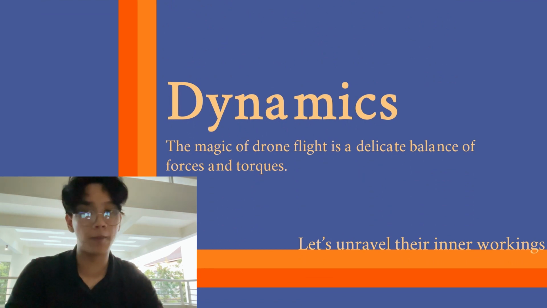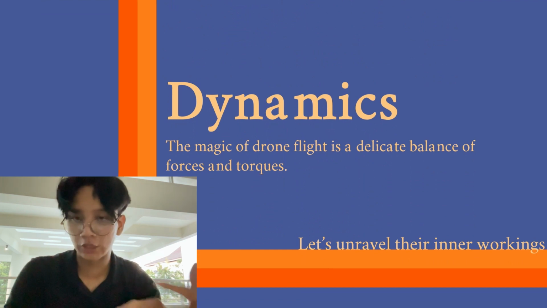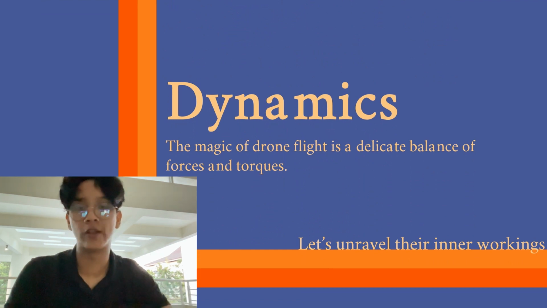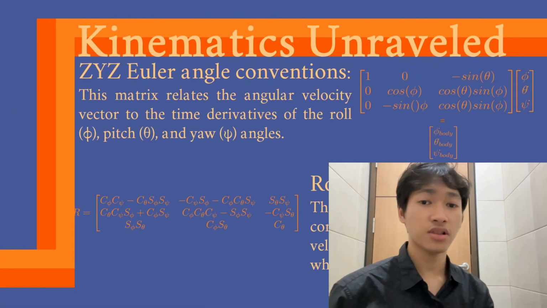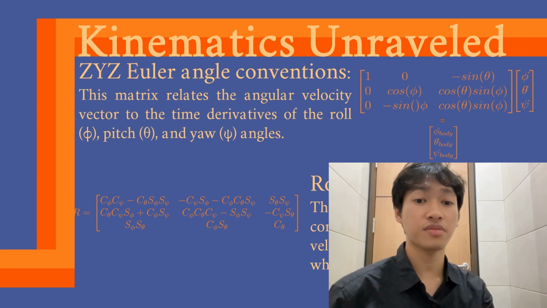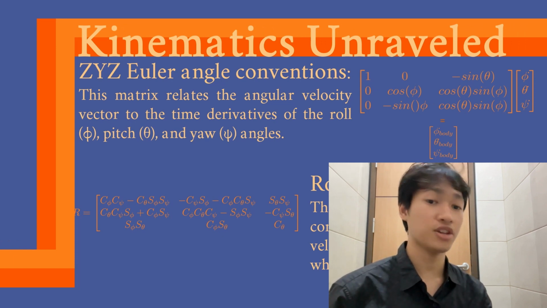Engineers navigate this complexity by crafting simplified models and controllers to chart quadcopters' designated flight paths. They subject these flying marvels to rigorous numerical simulations to ensure precise control and stability. In the realm of drone kinematics, the angular velocity vector in the body frame reveals its complexity through a matrix derived from the ZYZ Euler angular conventions.